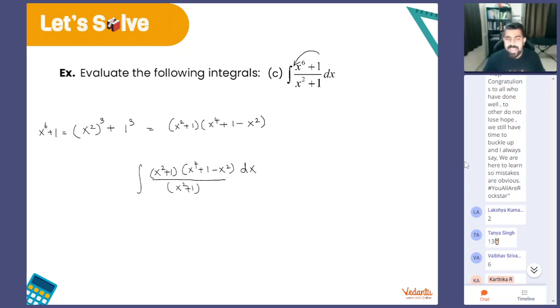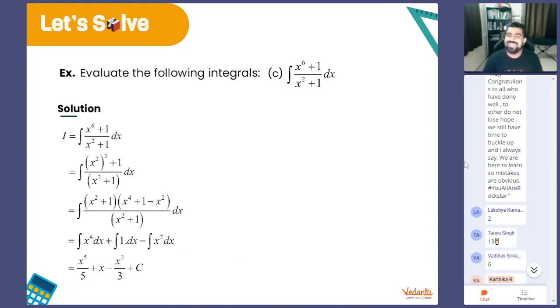If I put that in the numerator, what will I get? Come on, people, everybody. So x square plus 1, x square plus 1 will cancel. Now it becomes a laddu integral. X power 4 is what? X power 5 by 5. Integral 1 is what? X. Integral x square is what? X cube by 3 plus c. That's it. Are you all clear?